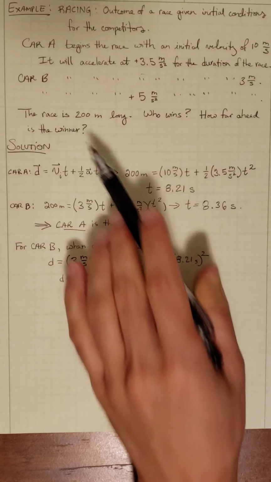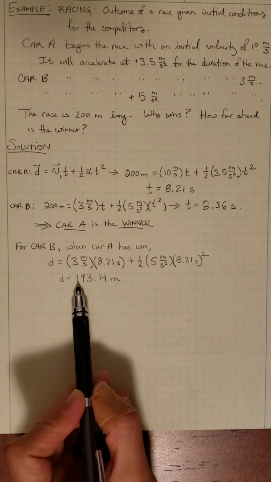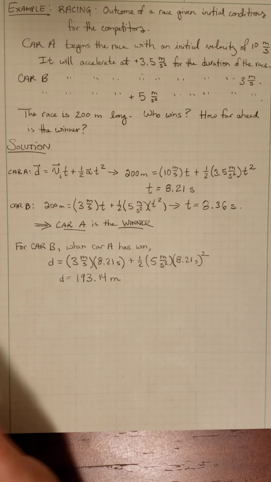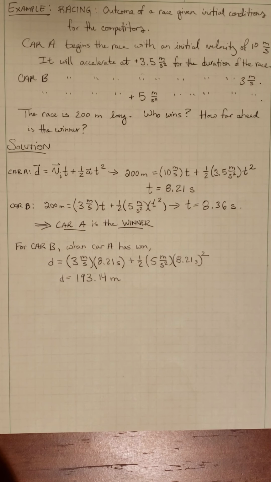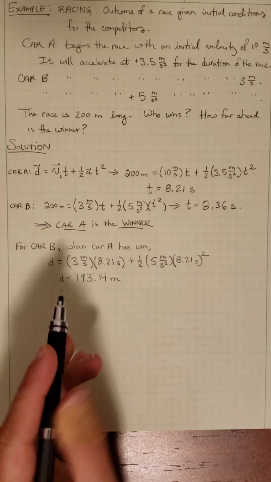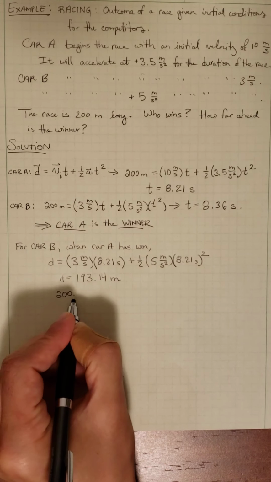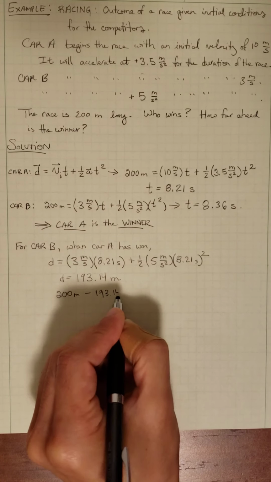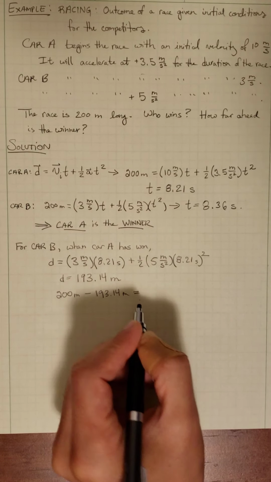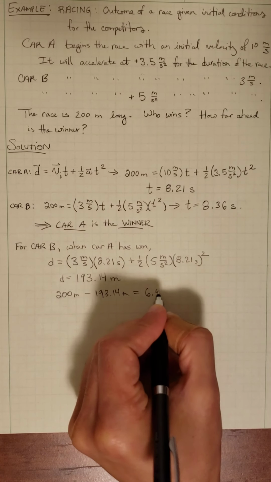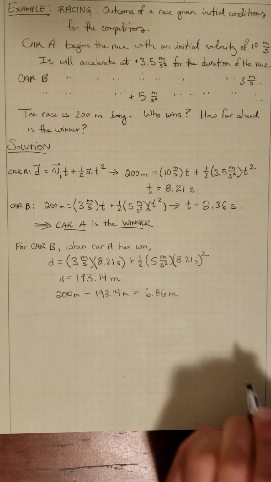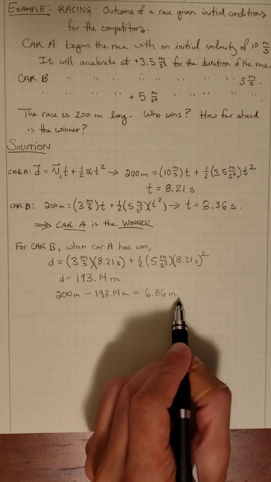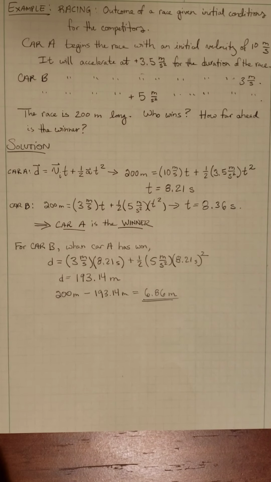Now, we have to be careful to answer the question we're asked. How far ahead is the winner? Well, the loser has gone 193.14 meters out of the 200-meter race at the time that car A won. 200 meters less 193.14 meters equals 6.86 meters. Car A won by 6.86 meters.